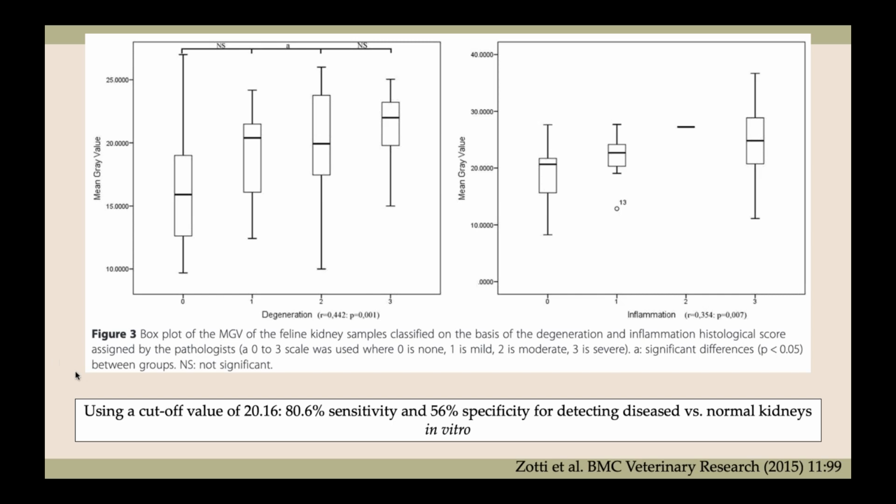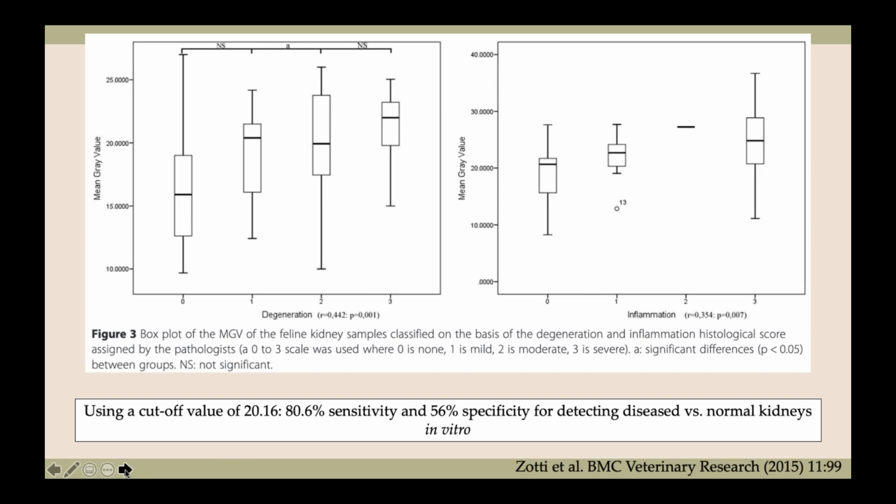And this first study was actually in kidneys that were removed, so this is an in vitro study. They looked at it, and as there was increased tubular degeneration, the kidneys became more hyperechoic, and as there was more inflammation, the kidneys also became more hyperechoic. And they were able to determine a specific cutoff value of the echogenicity measurement, and it had about an 80% sensitivity and 55% specificity for detecting disease versus normal kidneys.